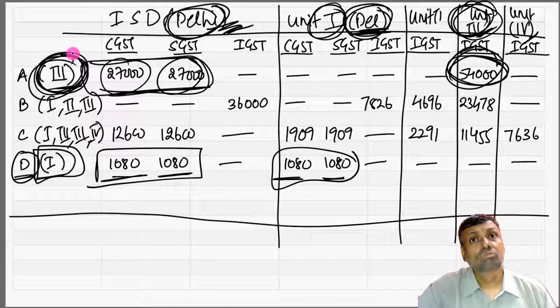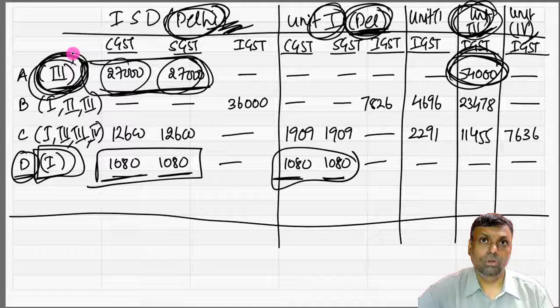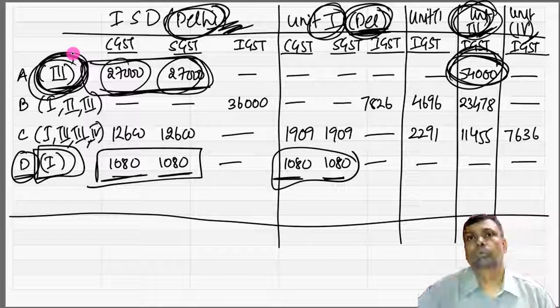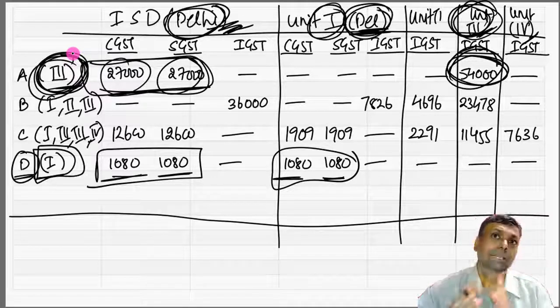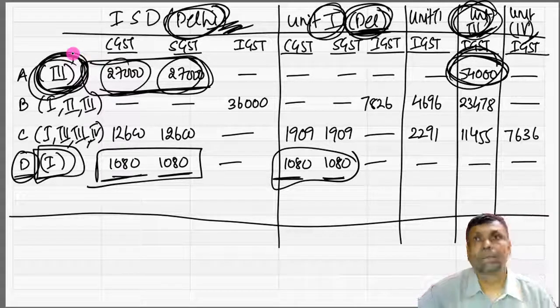Okay. However, if it is not directly relatable to that particular unit, then there is a turnover criteria, and you have to use that particular turnover criteria, and divide it between them on a reasonable basis as per the turnover criteria, which is already defined by the law.